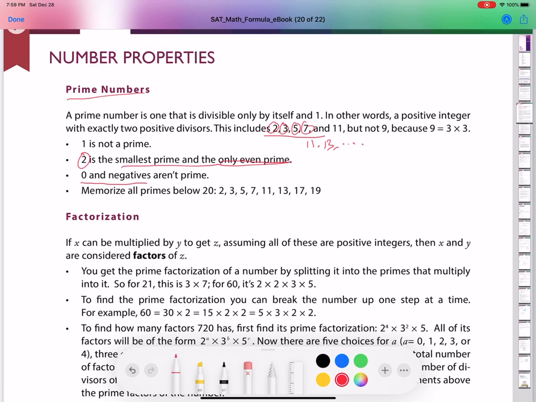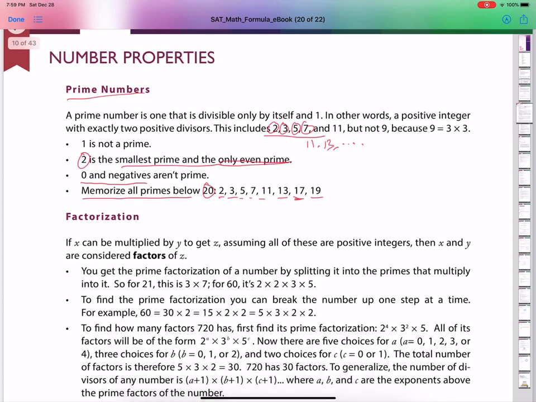So just to memorize, all prime numbers less than 20: 2, 3, 5, 7, 11, 13, 17, 19. It is helpful. If you memorize all these numbers, it helps a lot to solve some SAT problems.